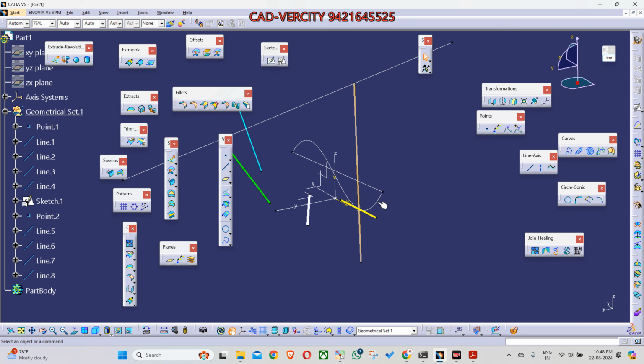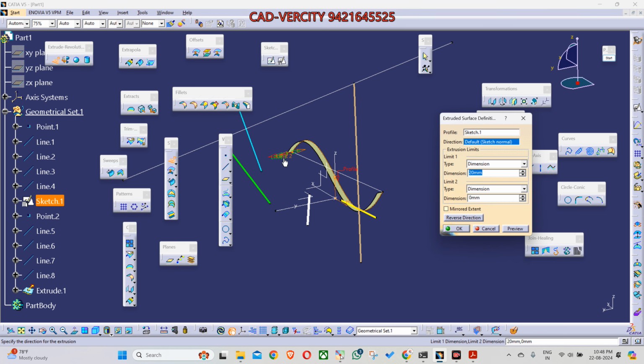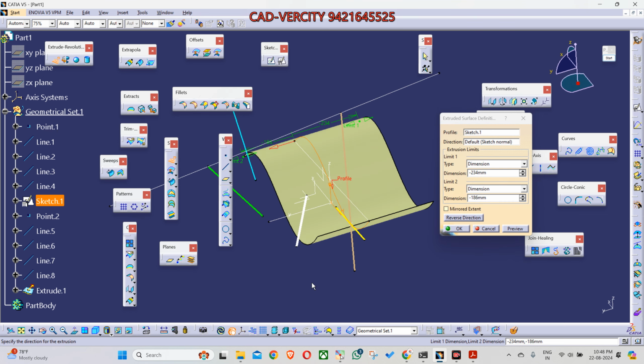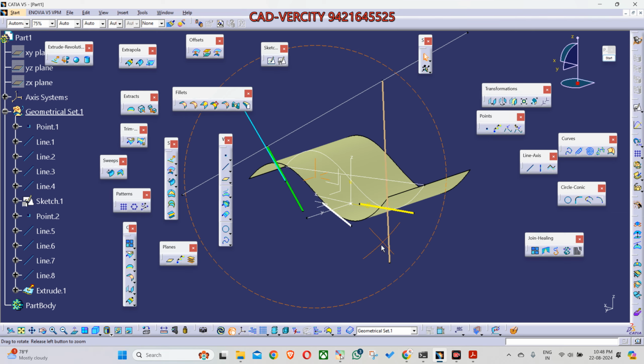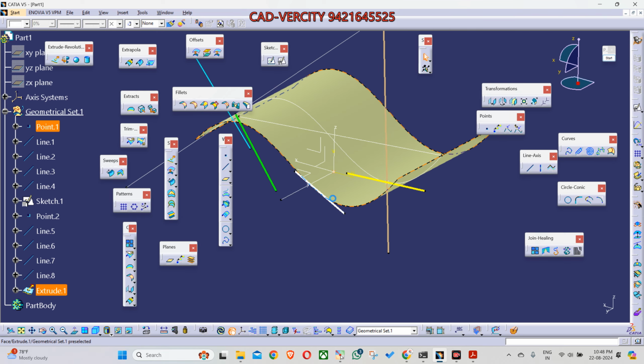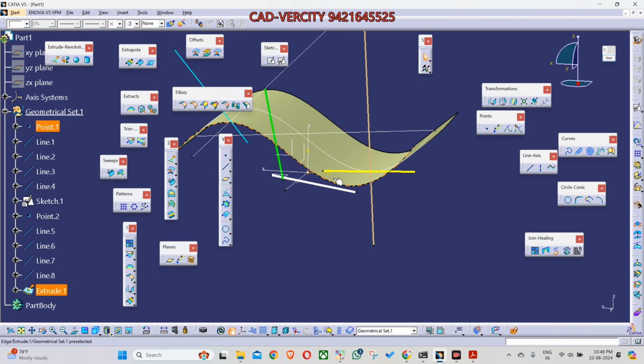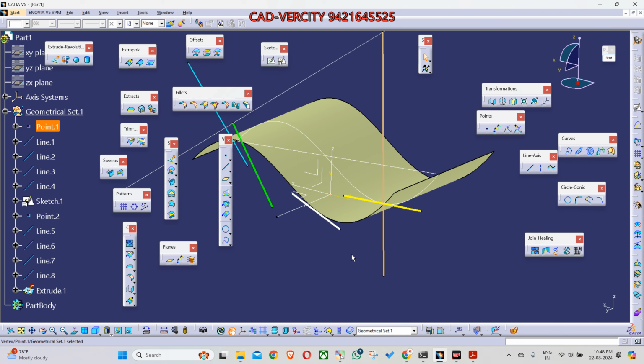We will need one surface. What I will do? I will use this line. I will extrude it. Hold it. Pull it like this. Okay. Suppose let's use this origin. Is this origin lying on the surface? Yes or no?